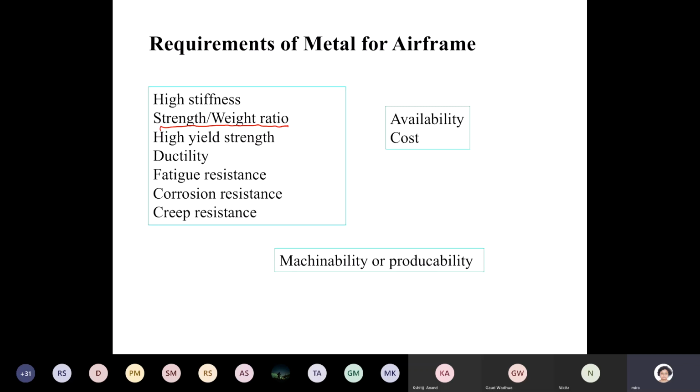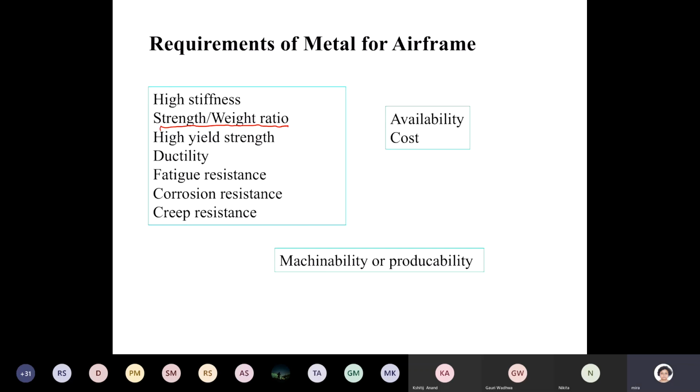Next is the high yield strength. Of course, that is also very common with many other applications of structure. Then there is ductility and of course fatigue resistance. Fatigue is an important problem for aircraft. Then there are corrosion resistance and creep resistance. I will talk briefly about what is meant by creep and ductility later. But these are the main requirements for an airframe.